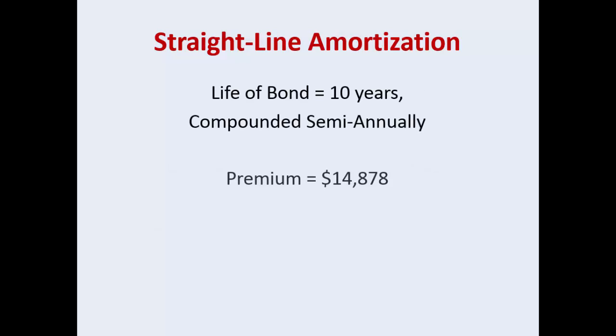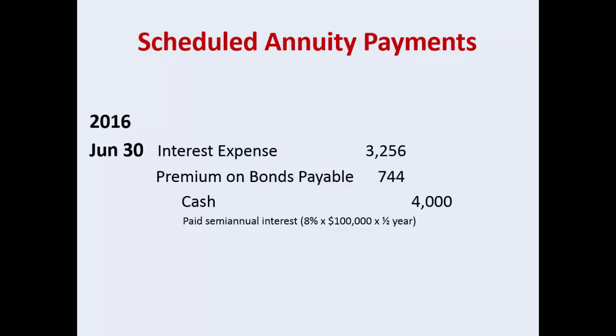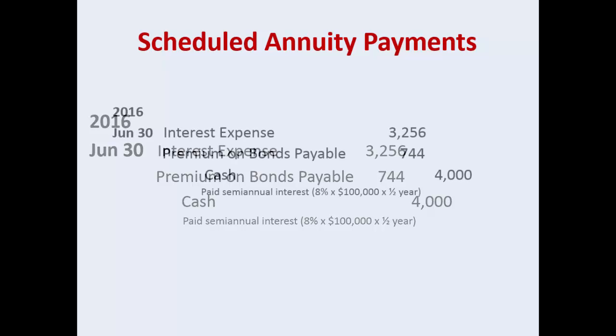So looking at straight line, life of the bond 10 years, compounded semi-annually. I take the entire premium divided by how many compound periods? 20 to get 744. This is your initial journal entry for recording the first interest expense. Now notice that the cash is more than interest expense, just opposite of how discounts were. But that's okay, you got more money up front.